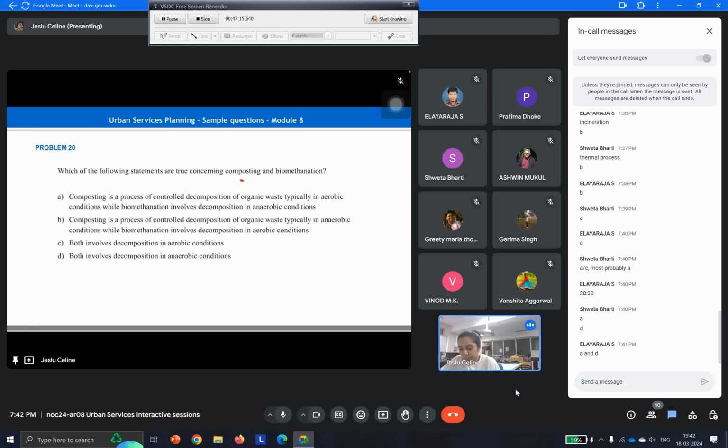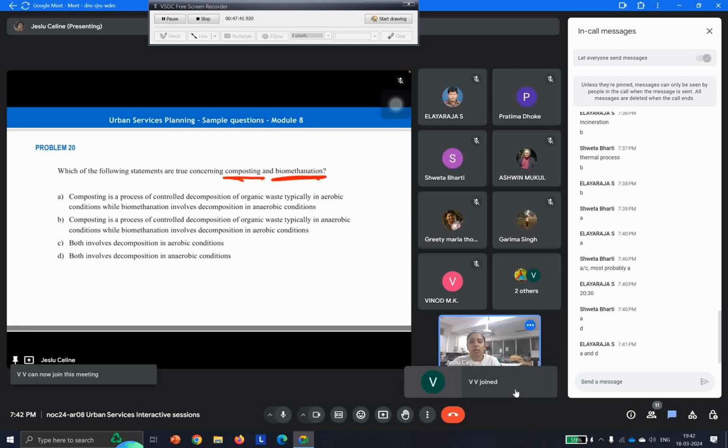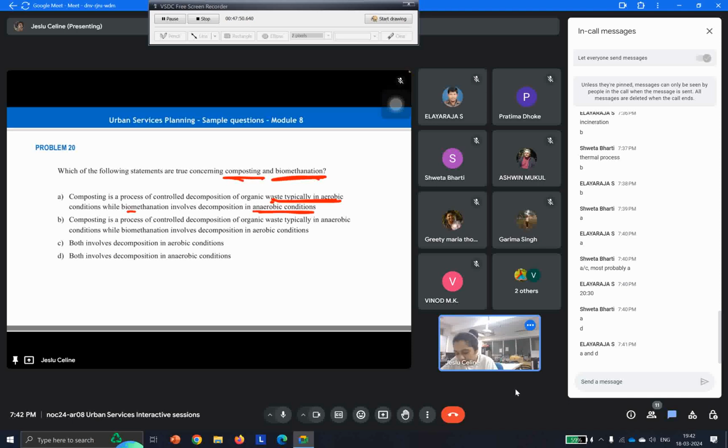Okay, so we are talking about composting and biomethanation. Composting, we have discussed that it's decomposition of organic waste, and there needs to be some air, so we provide air through certain pipes or tubes. That also we have discussed. So it is in aerobic conditions, whereas biomethanation is in anaerobic conditions. The first one is composting, where we are talking about aerobic conditions. Then biomethanation talks about anaerobic conditions, and it involves controlled decomposition of organic waste. So option A is the correct answer.